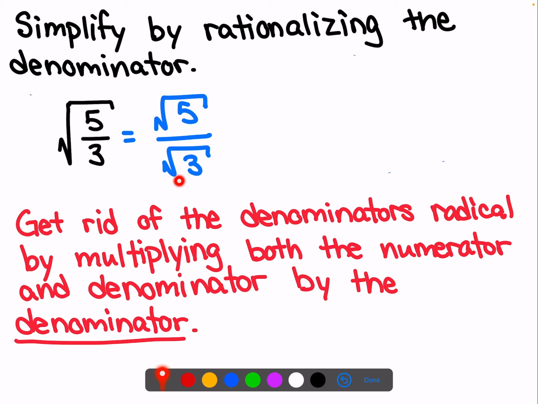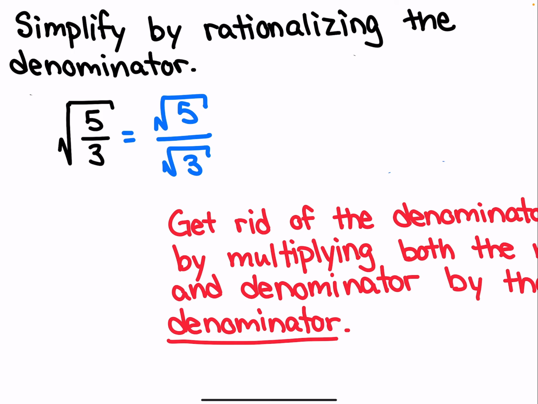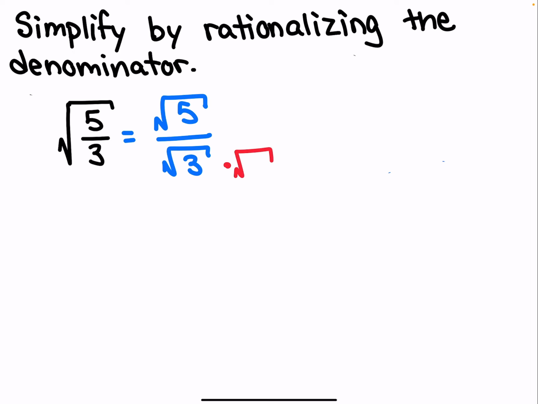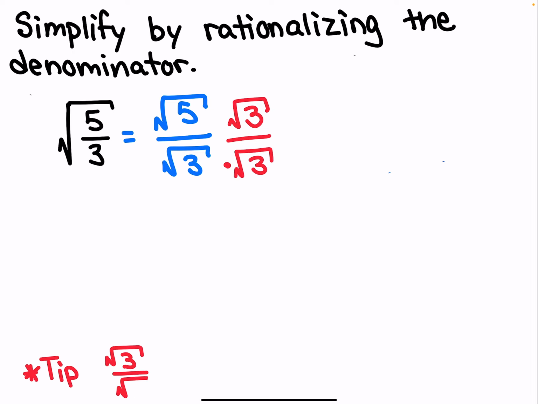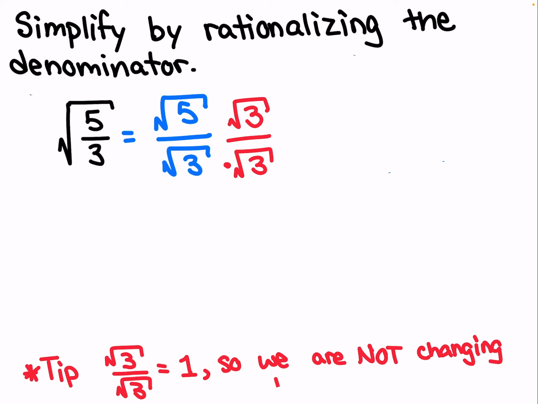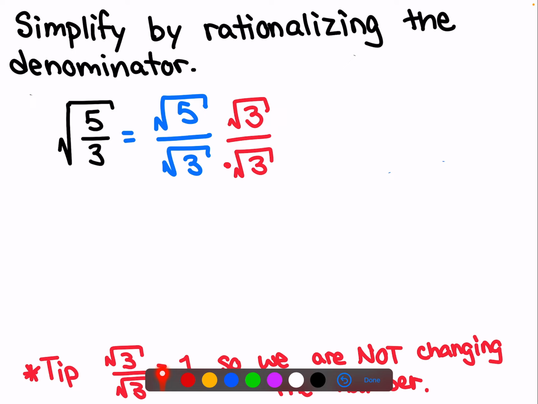So this says that we cannot have a radical in our denominator. So I'm going to multiply both the top and bottom by radical 3. What that does is it will cancel out the radicals on the bottom, because rad 3 times rad 3 is just 3. So I'll go ahead and show multiplication here. And again, it's important to note that we're multiplying by radical 3 over itself, which is just equal to 1.